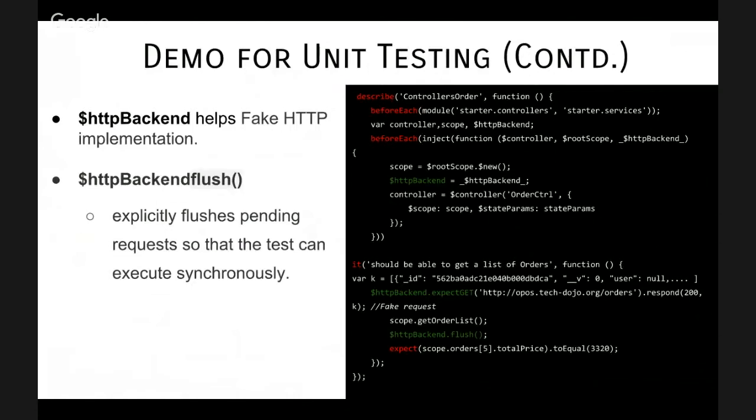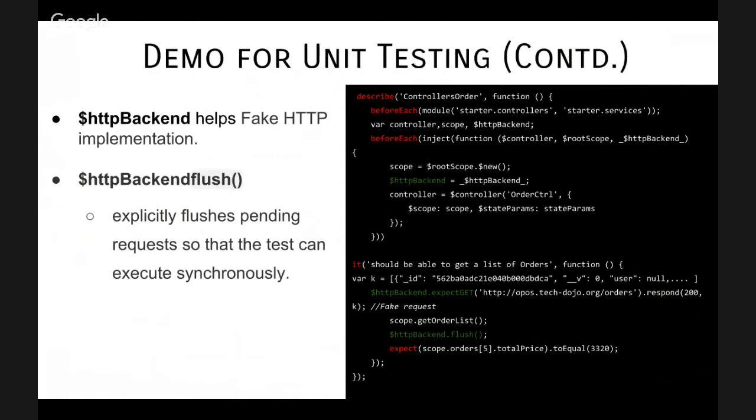But neither can the testing mock respond synchronously. That would change the execution of the code under test. For this reason, the mock HTTP backend has a flush method, which allows the test to explicitly flush pending requests. This preserves the asynchronous API of the backend while allowing the test to execute synchronously.